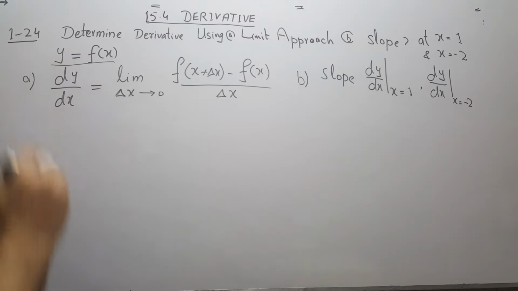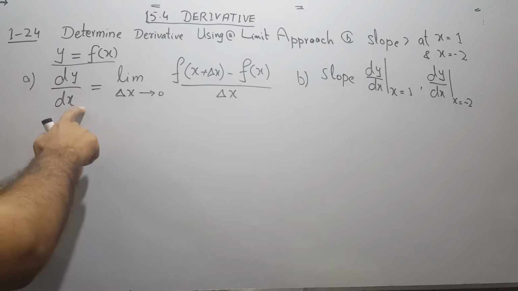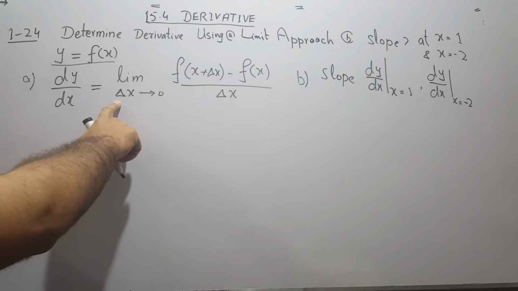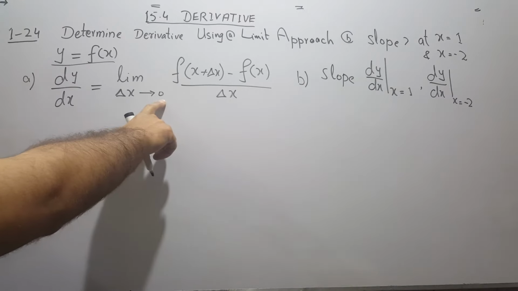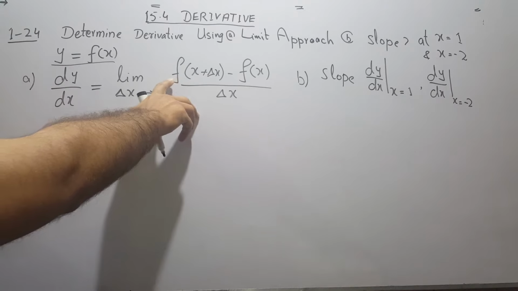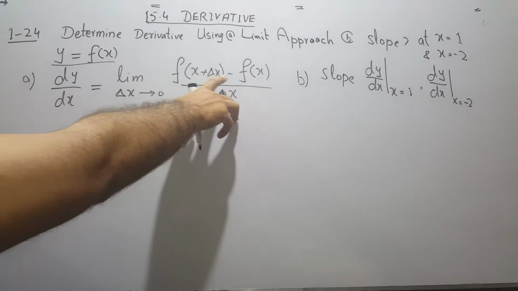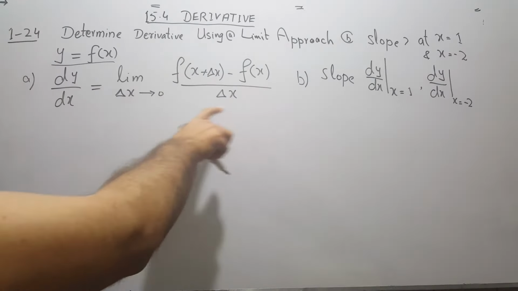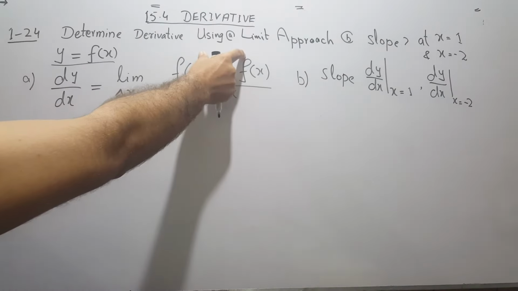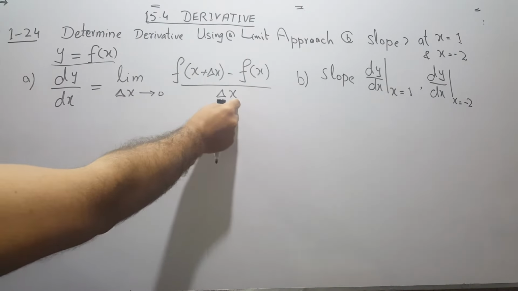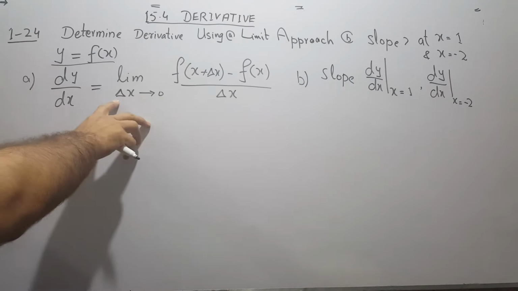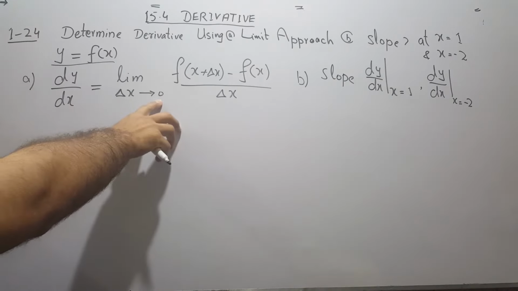So the limiting definition of the derivative is that if you have a function y equals f of x, then dy by dx is equal to the limit as delta x, the change in x, approaches 0 of f of x plus delta x minus f of x, divided by delta x. This is called the difference quotient. This is called the change in y and this is called the change in x.